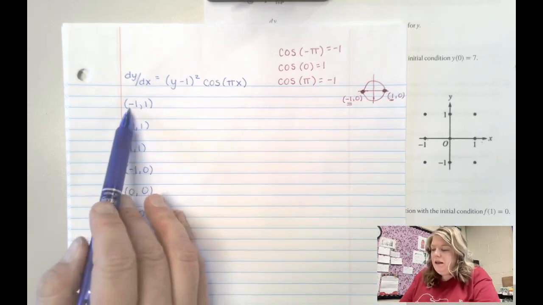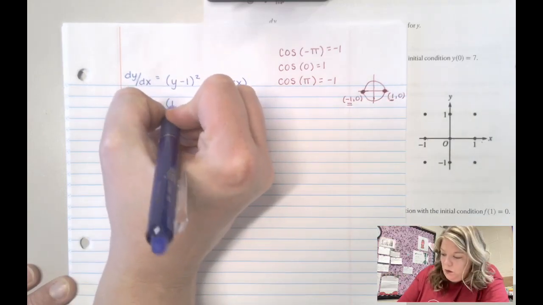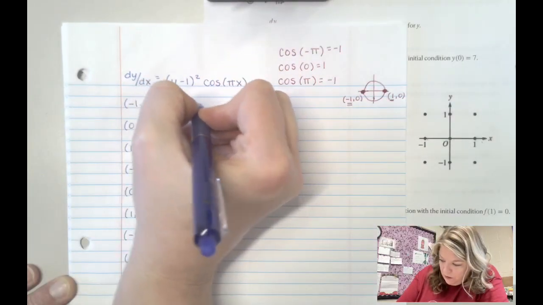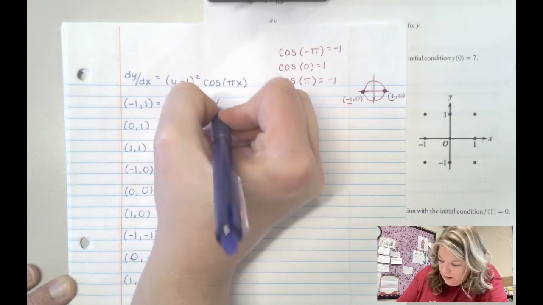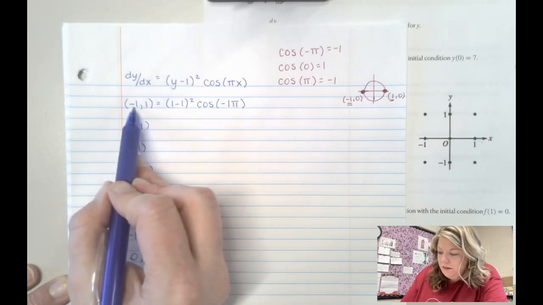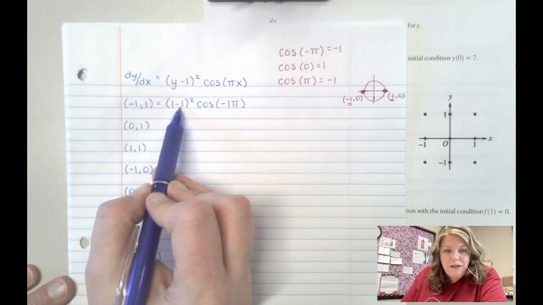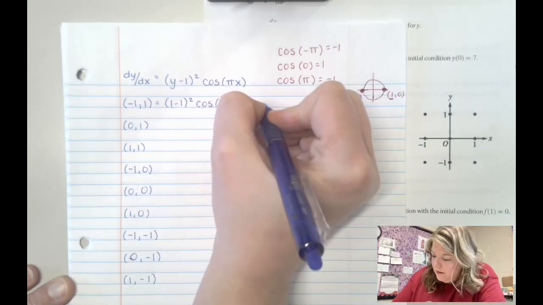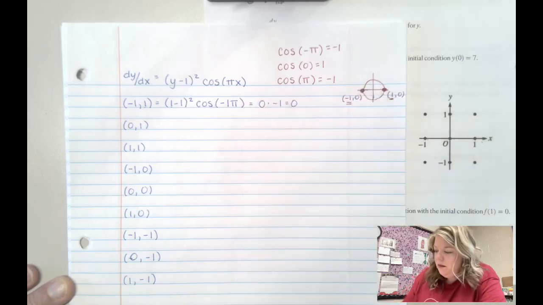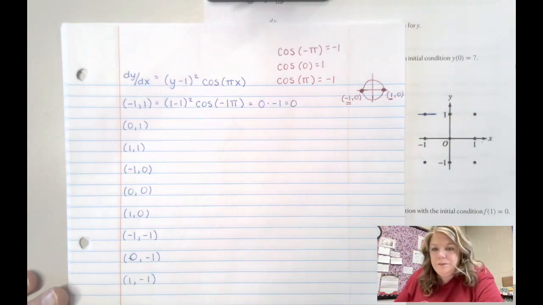So when I plug in -1, 1, what I'm doing is 1 minus 1 squared times cosine of -1 pi. Okay, so this is y, so it's going right here. This is x, so it's going over here. Now, what I really like that's going to happen here is 1 minus 1 makes a 0. And so I'm going to have 0 times cosine of negative pi, which is -1, but that's just going to make 0. Okay? And so I'm going to go over here to my first coordinate, and I'm going to do a 0 slope there.